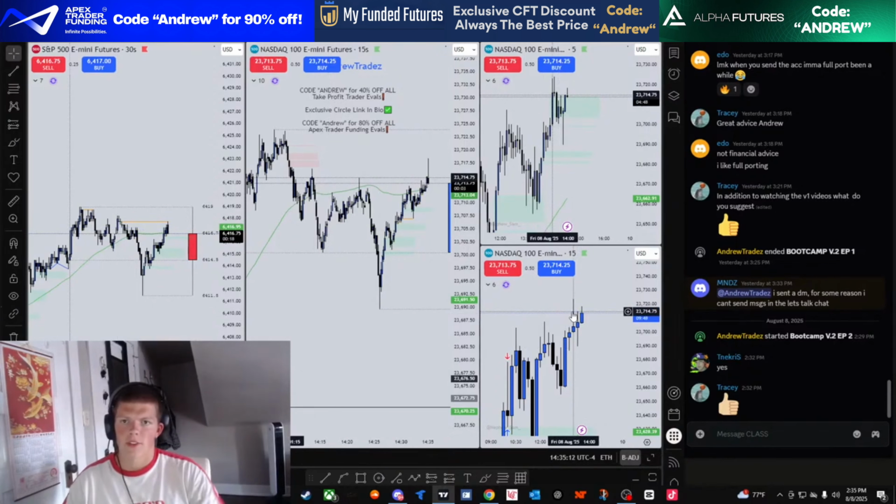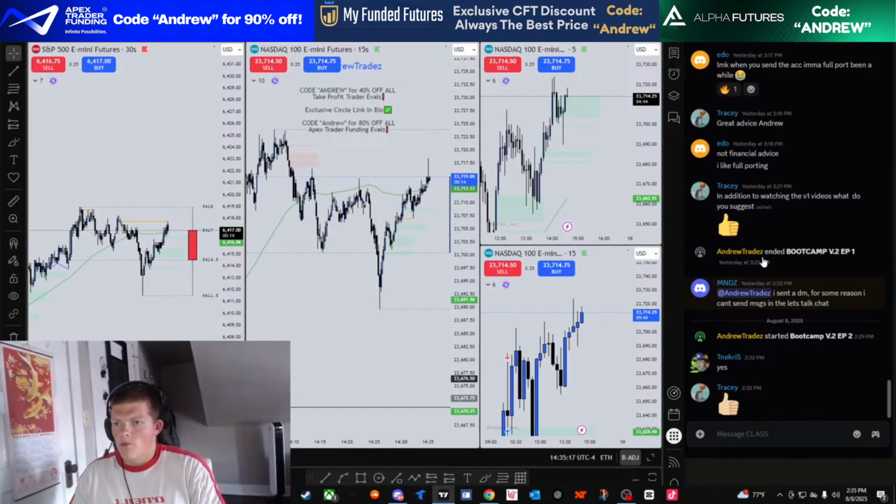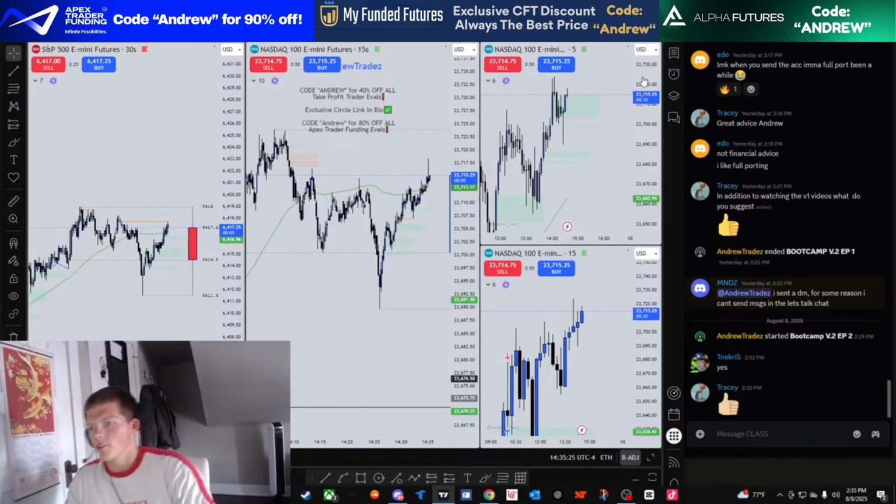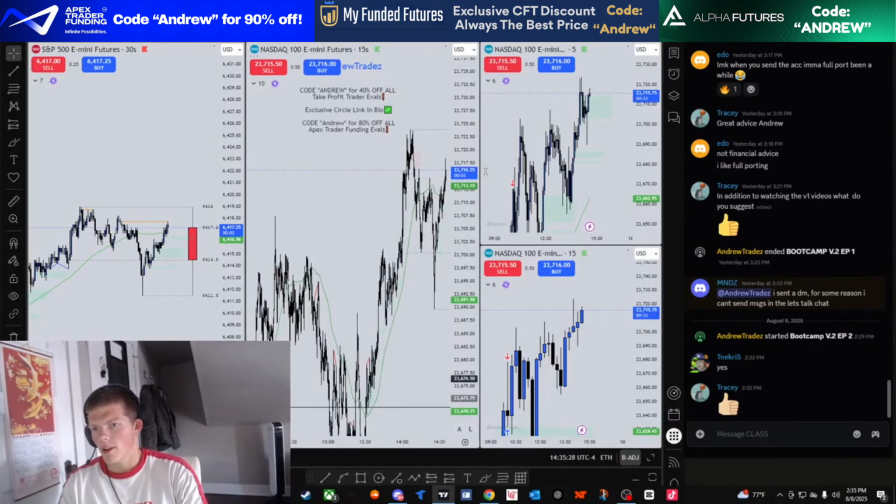So I'll start with first, how did I find my model? The whole reason I found my model is when I was backtesting, I was originally going for like 1 to 3s, 1 to 4s, just going for those bigger trades. So I would mark out.